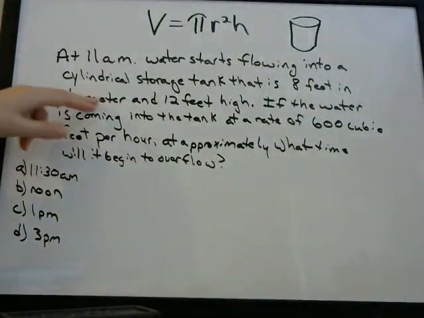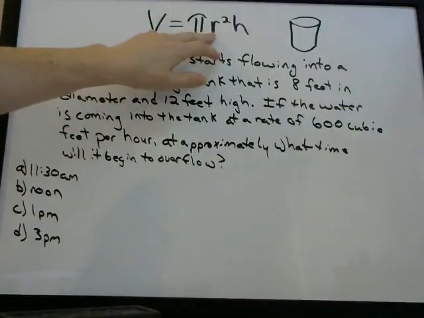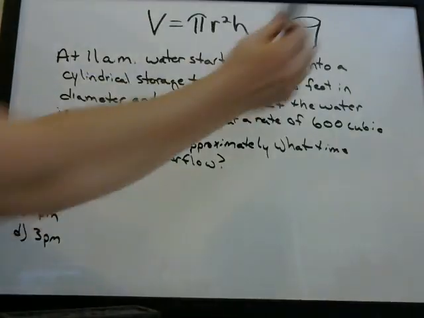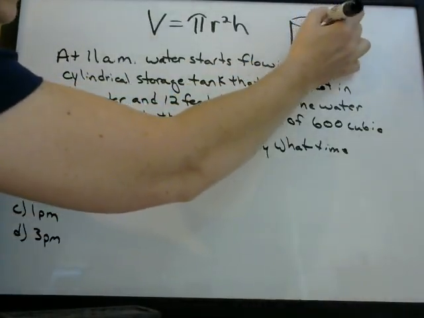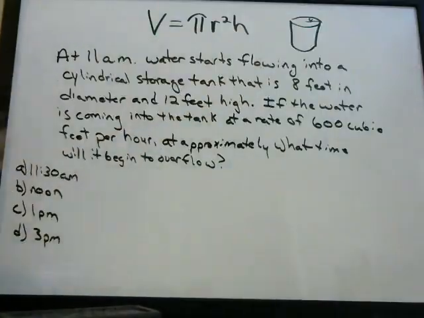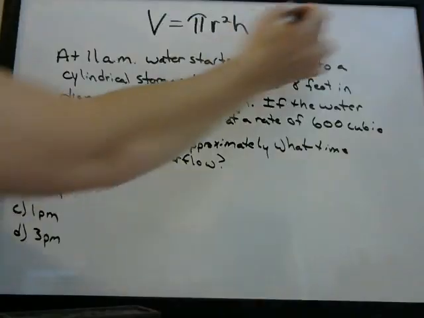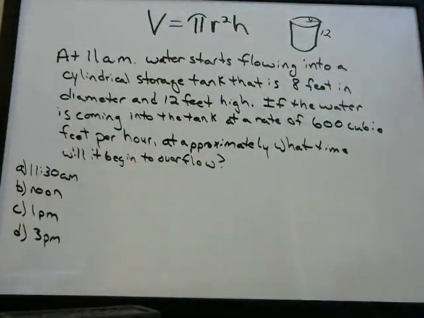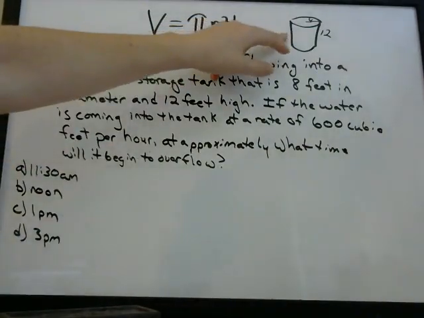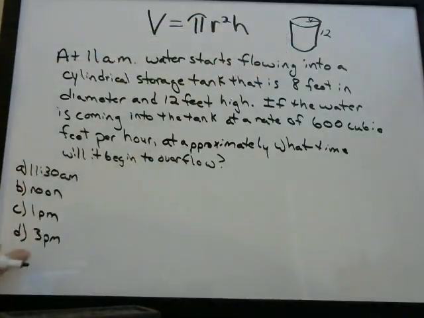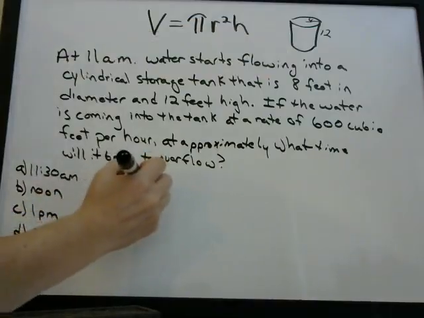But again, we don't want the diameter. Our formula calls for the radius. So if the diameter is 8 feet, what's the radius? It's half of that. Again, if you don't know that, you need to watch the videos on Facebook about circles. So the radius is 4, and it's 12 feet high. So if the water's coming into the tank at 600 cubic feet per hour, what approximate time will it begin to overflow? So if this is our cylinder storage tank, what is the volume of this? And these are the possible answers over here that we're going to get to choose from.